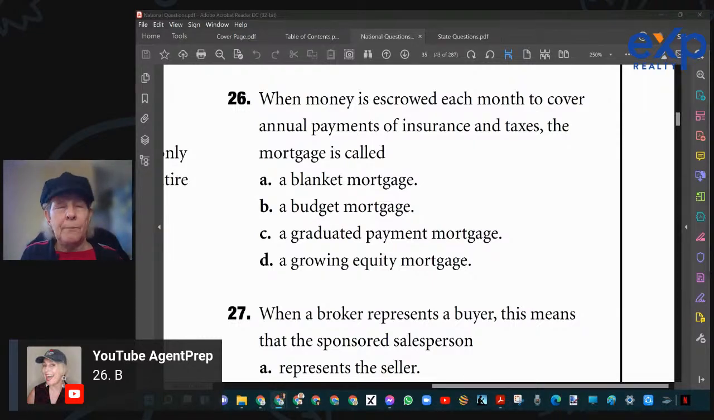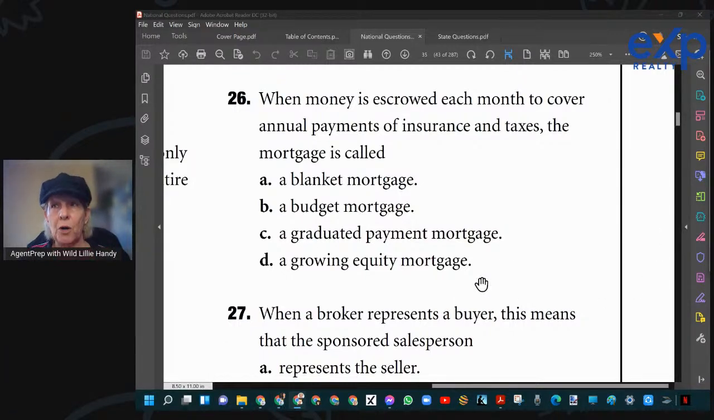So some people say, hey man, my monthly payment increased. Well, it's not because of the principal and interest. It's because of the property taxes and insurance. Property taxes keep going up and up, and homeowners insurance keeps going up and up. However, we can change homeowners insurance. We can't change property taxes. However, we can petition them, and go and prove that we haven't made any improvements on our property and get the property taxes reduced. So 26 is B, a budget mortgage. Y'all get that?